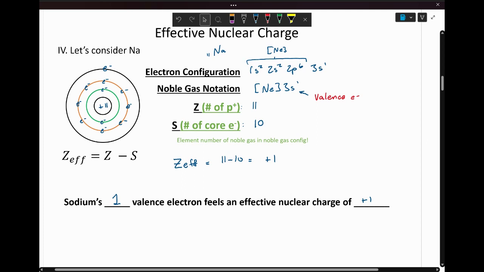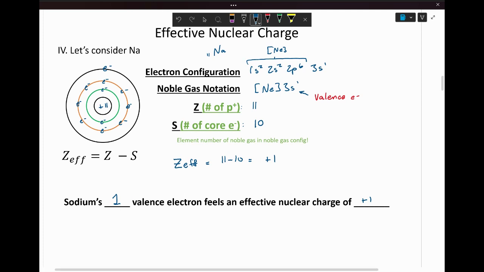We talked about sodium. It had a noble gas configuration of neon 3s1. And using that, we were able to figure out three main things. One, when we found sodium, we saw that it had that Z value of 11. So that's our number of protons. Our number of core electrons is just whatever the elemental number of this noble gas configuration is, or you can just count how many electrons are in that electron configuration: 2 from 1s2, 2 from 2s2, 6 from 2p6. That totals 10.